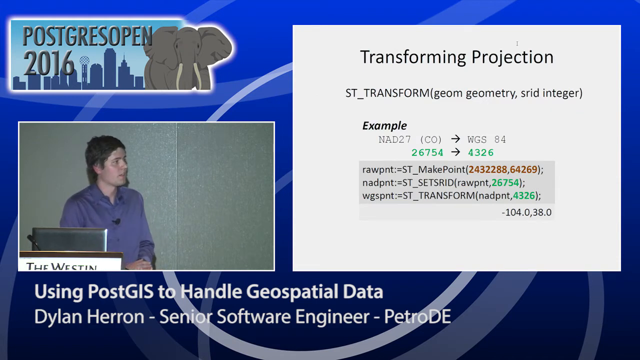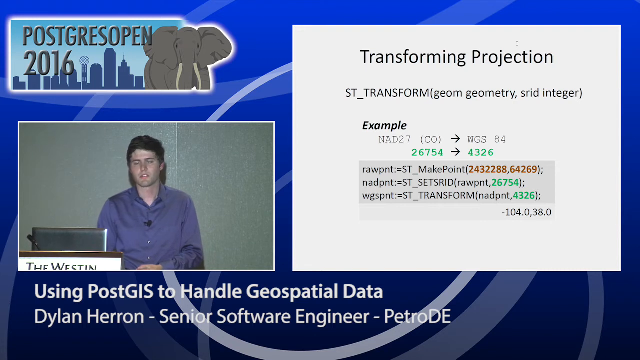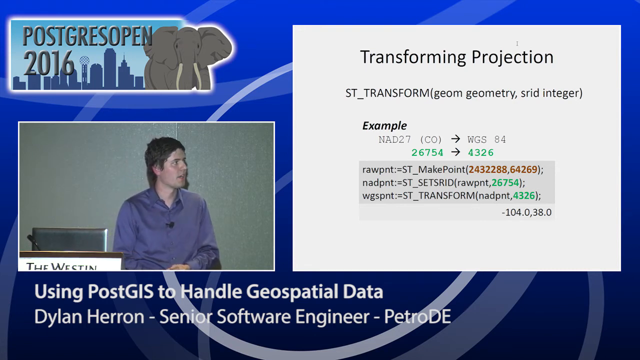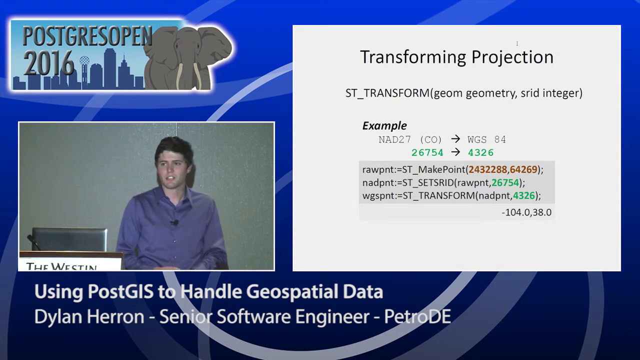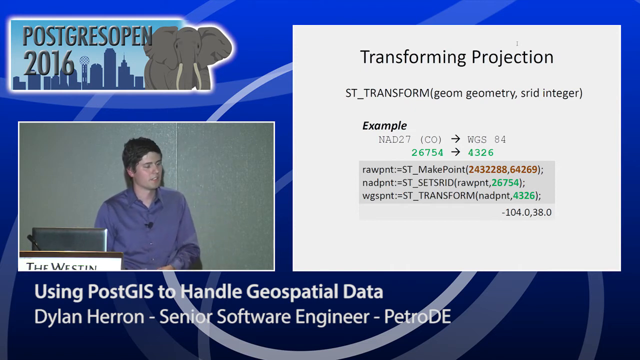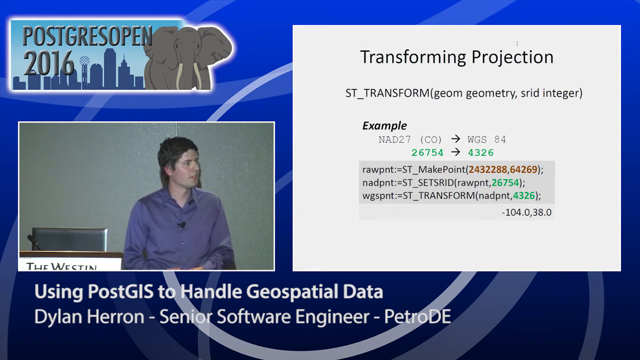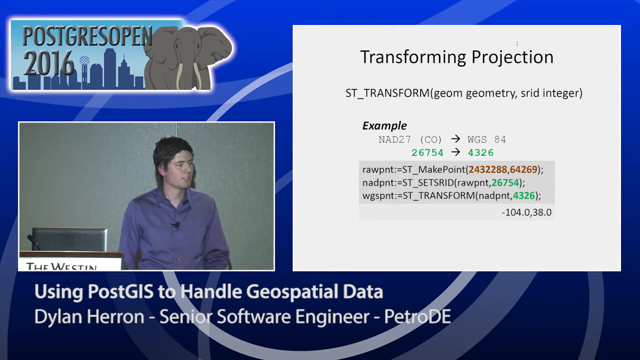So another thing that comes up a lot is transforming between your projections. As we had before, we get data in as a certain spatial reference identification, and we want to output it as a different spatial reference identification. We can do that using the ST_Transform function. The reason you might want to do this is if you have data from two different sources, it's likely that they're not going to come in as the same projection.